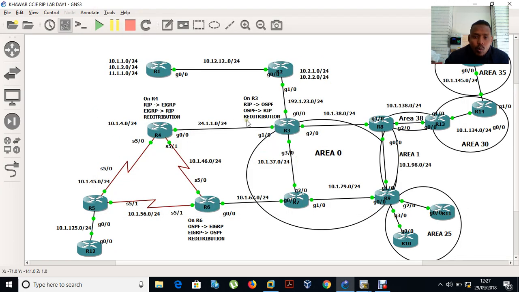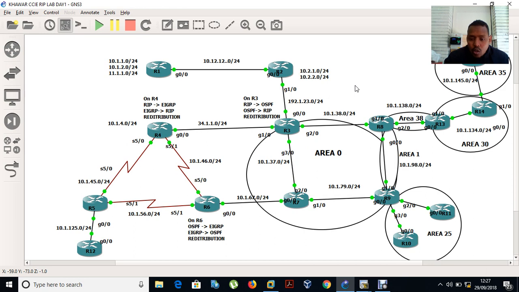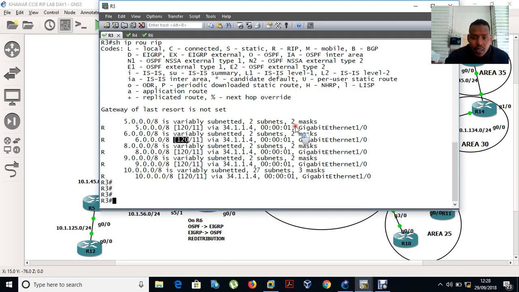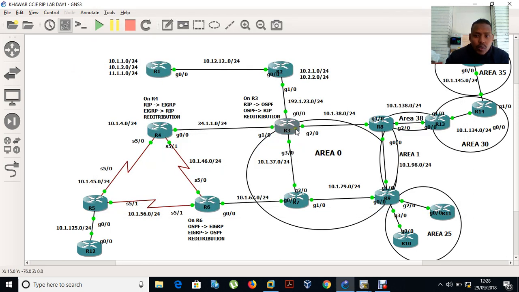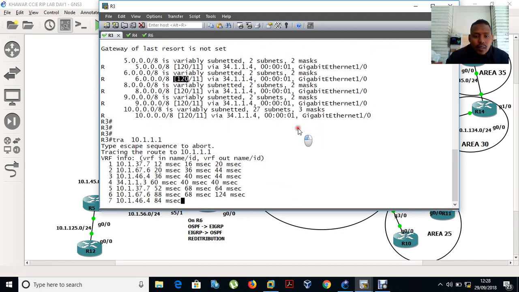So when you redistribute RIP to OSPF, or RIP to EIGRP, or EIGRP to RIP, or OSPF to EIGRP, the administrative distance is lost. And this is what happens. For example, if we want to ping 10.1.1.1, which is on router 1, this, my friend, is what happens.